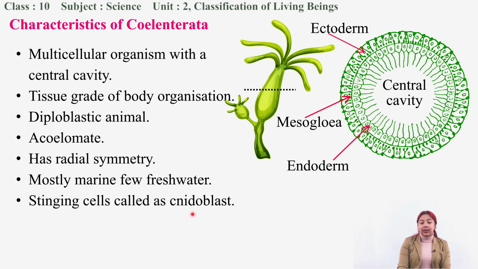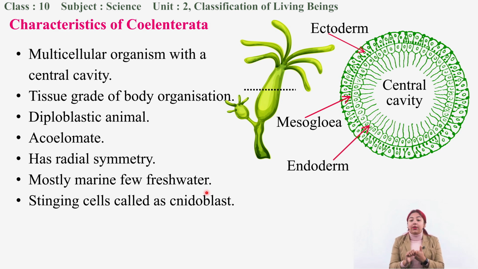Now, they have stinging cells called cnidoblast. I've already mentioned that Coelenterata is also called Cnidaria, due to the presence of stinging cells called the cnidoblast. Now the function of this cnidoblast is for defense. So if some organism tries to attack it, they just sting their enemy so that they can protect themselves. Not only that, if they are hunting, they find their prey, sting it, paralyze it, and then eat it. So that is another function of the cnidoblast.